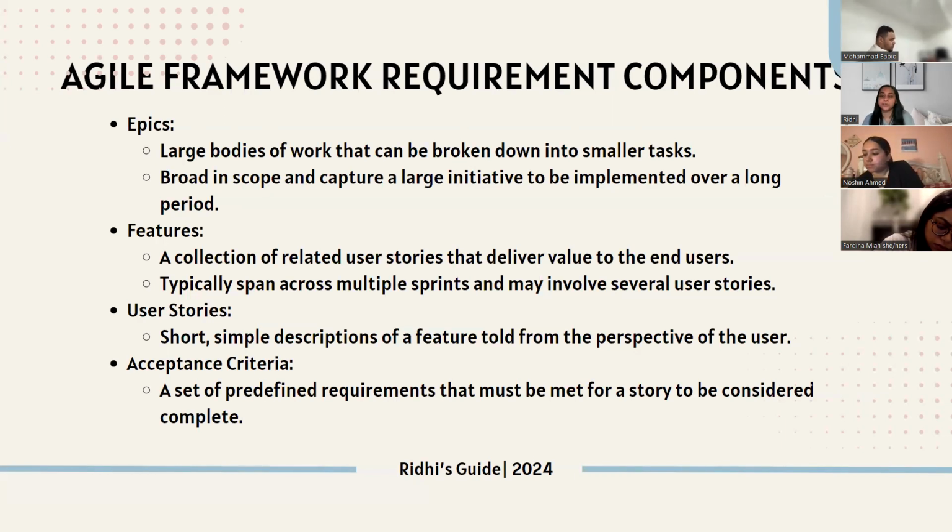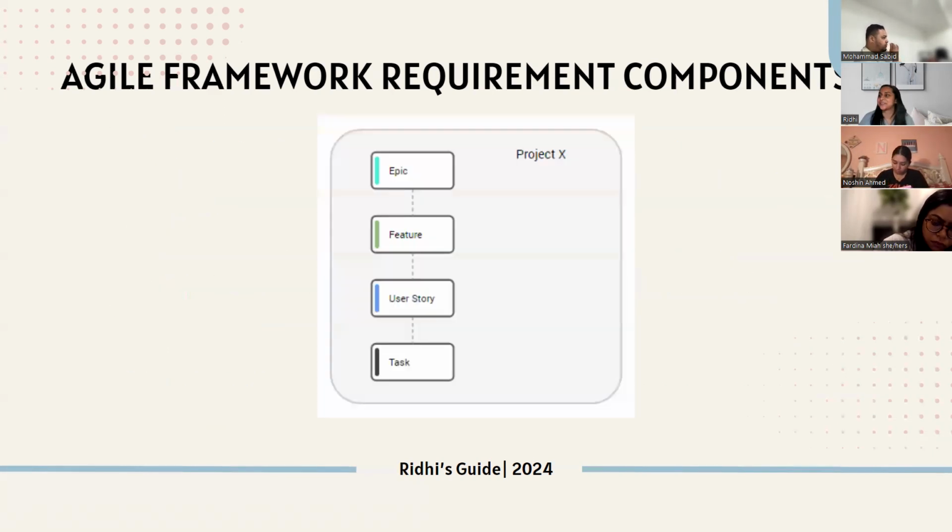In Agile, we have something very similar, but it's a lot more detailed. It goes epics, features, user stories, acceptance criteria. Essentially it's a hierarchy. I'm going to go over what each is in detail, and we're going to go over a use case and a user story together. It's going to make a lot more sense.